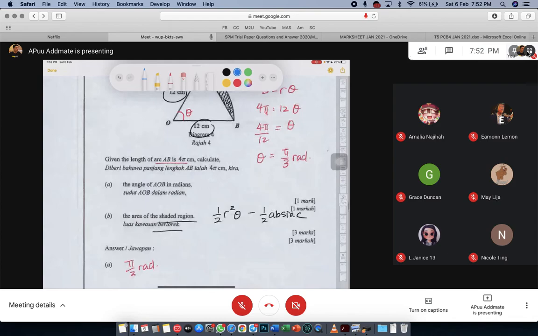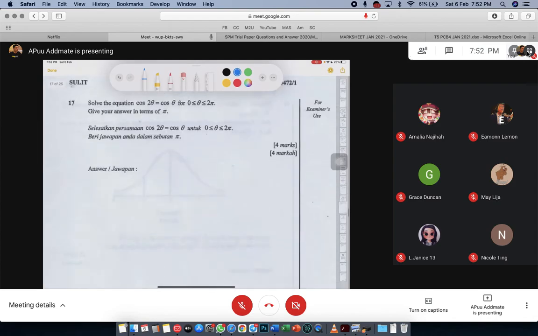That's it. Next, let us look at question 17. Cos 2 theta equals to cos theta. You want to find the answer in terms of pi. And then you are given that your theta is in between 0 and 2 pi. Now, I would like you to try this out also. So I give you maybe 2 minutes. See what you can do.